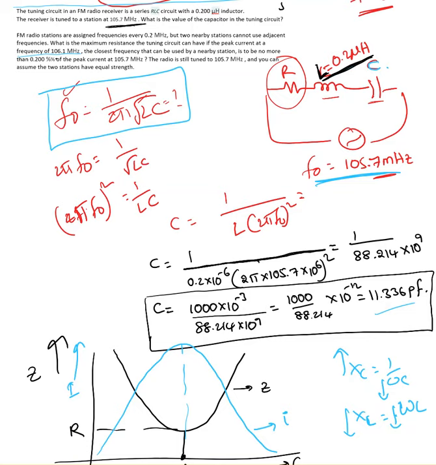So that's the resonant frequency. Basically, the resonant frequency is 105.7 megahertz, so we can find the C value. f naught equals 1 over 2 pi square root of LC. By using this you can find the C value. C equals 11.336 picofarad. So solving the first part is easy.